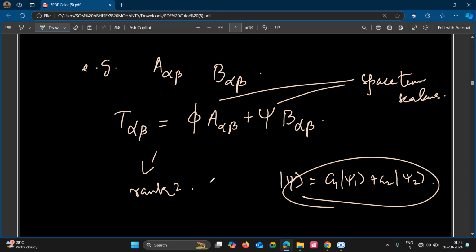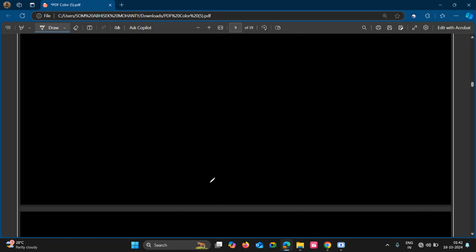Again, this is your linear combination. The next operation is your multiplication, multiplication of tensors.